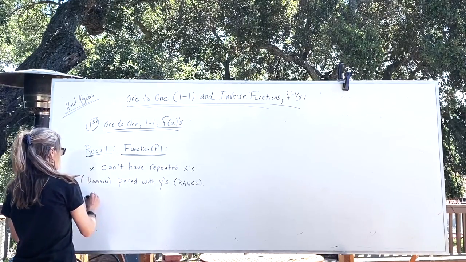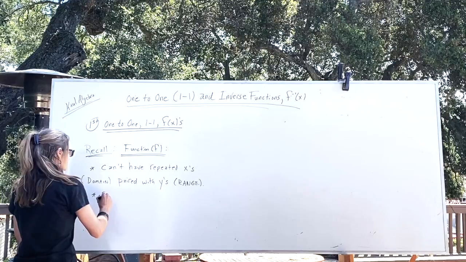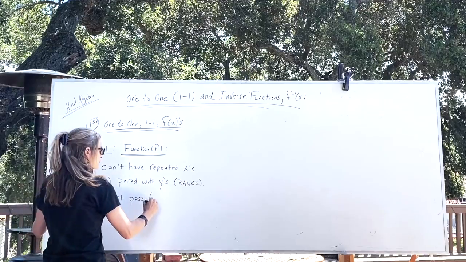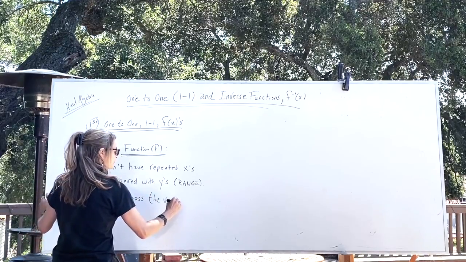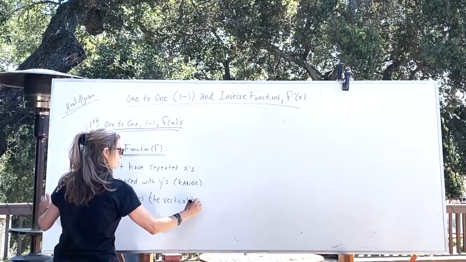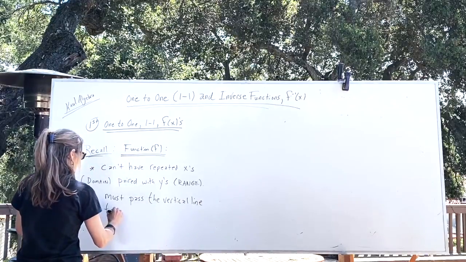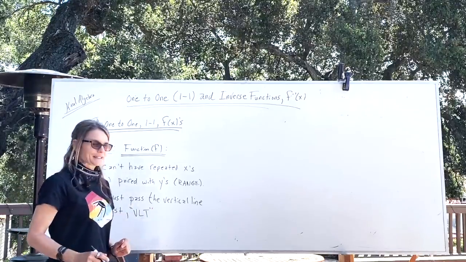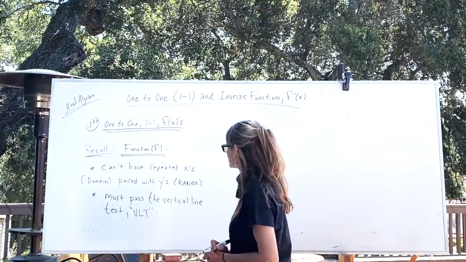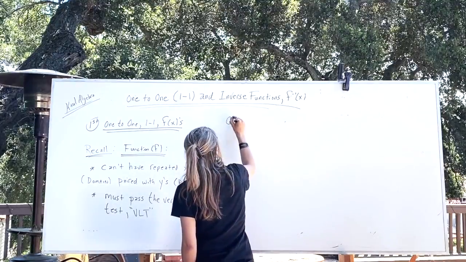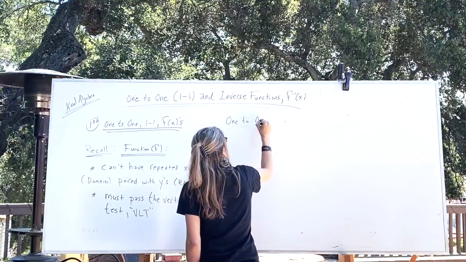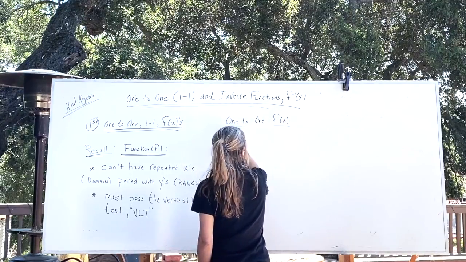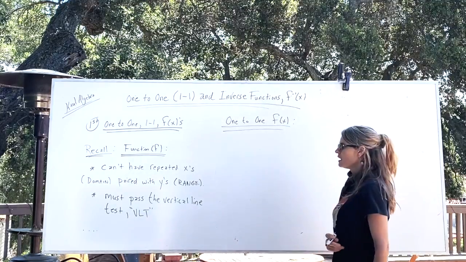So in a nutshell, we could basically say functions must pass the vertical line test, which I call VLT for short, the VLT test. Okay, so that's what a function is. So now a one-to-one function is a little stronger than that.